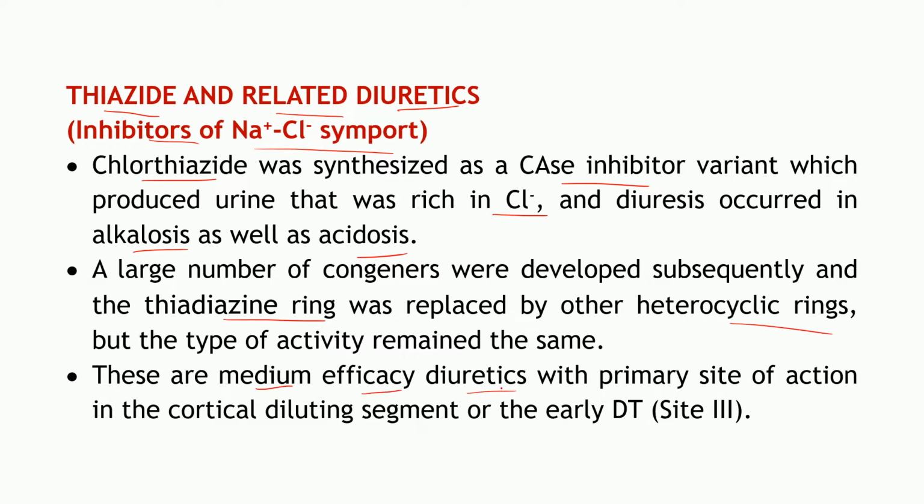The reason is that they act mainly at site 3. We have seen the reason why these are medium efficacy diuretics, because already most of the sodium has been reabsorbed at site 1 and site 2, right? That is the proximal convoluted tubule and the thick ascending limb of loop of Henle, which are site 1 and site 2 respectively. So those which are acting at site 3 will obviously be medium efficacy. And the low efficacy diuretics are the ones which act in the late DT and the CD, the collecting ducts, right? So we have seen the reason behind this. So this class is also known as medium efficacy diuretics.